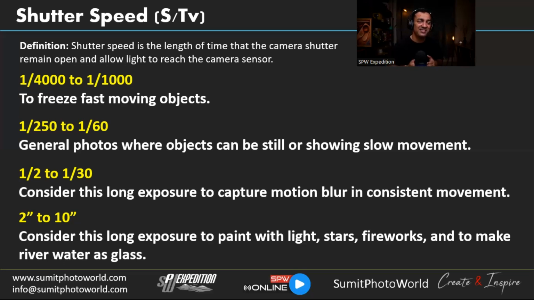1/2 to 1/30, consider this long exposure to capture motion blur in consistent movement. When we say consistent movement, it means the subject is doing continuous movement, like a waterfall or a wheel. So you can work within the shutter speeds 1/2 to 1/30, and you can create different creative effects. Most of the time when I capture a waterfall, I'll have a shutter speed somewhere around 1/6, 1/8. That works for me, but this all depends on the light condition.